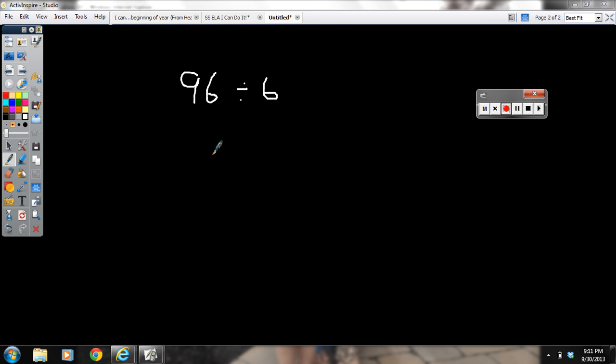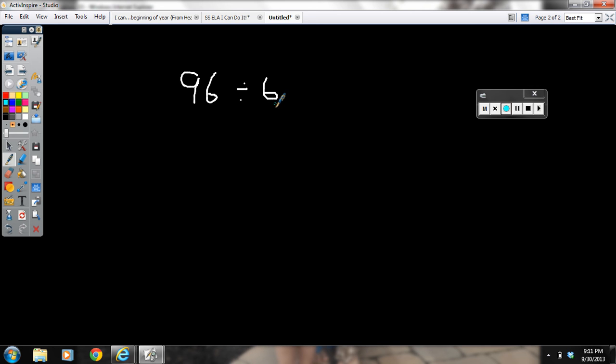Let me show you another problem. We're going to take this 96, divide it by 6, and use the same strategy we just used to solve the other problem. I'm going to take this 96 and break it apart into two numbers that add up to 96. I'm going to make the numbers simpler to work with, and I'm going to use that divisor to help me out.